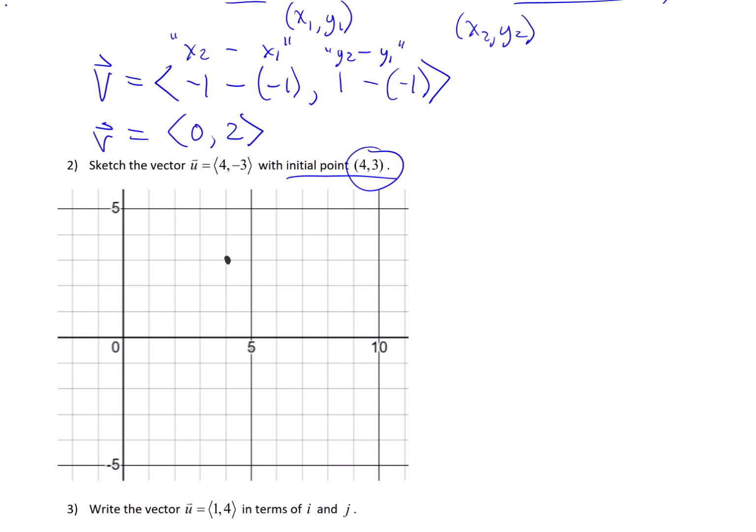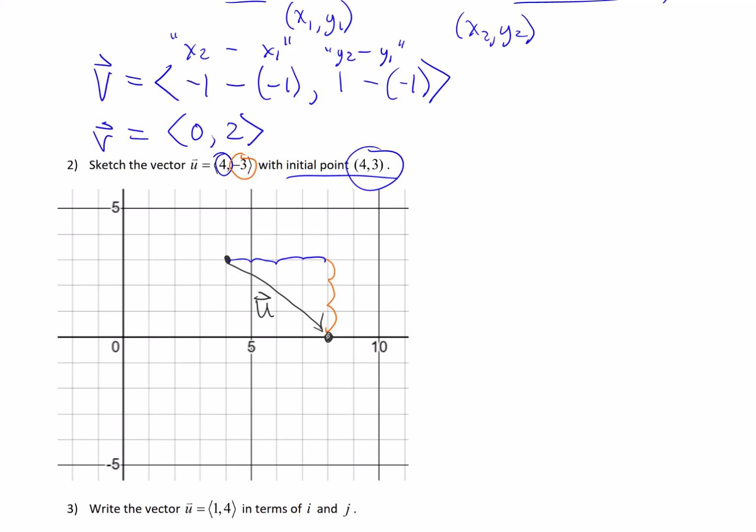And from that point, if we're starting there, we want to sketch out a vector with the horizontal component 4. That means I can go 4 to the right from my starting point. So 1, 2, 3, 4. And then the vertical component being negative 3 means I go down 3. So 1, 2, 3. We stop where that ends and put our terminal point down. And since we follow the order provided with initial point 4, 3, we know that the vector extends from 4, 3 down to this new point. And that would be vector u. And they just wanted us to sketch it.